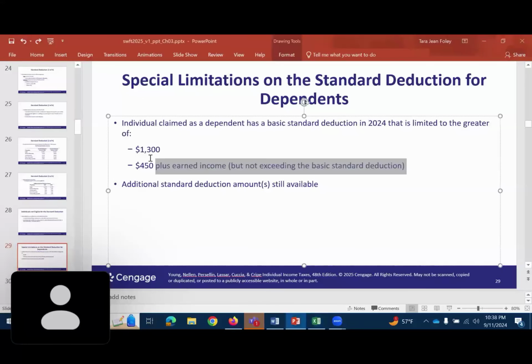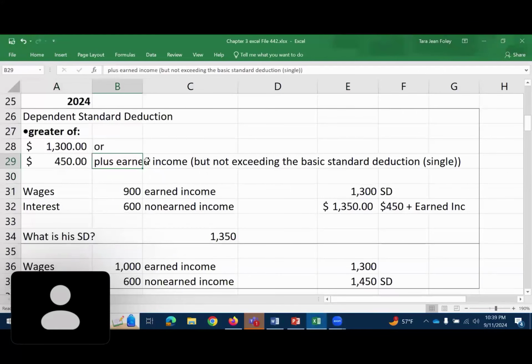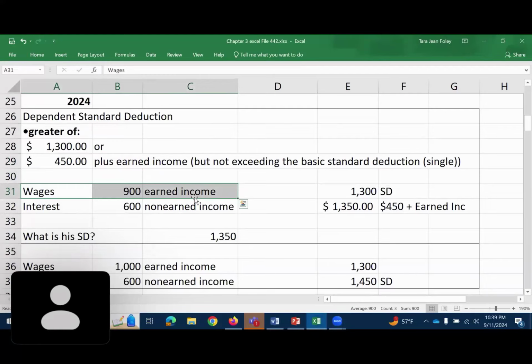The rule here is the greater of $1,300 or $450 plus earned income. So what's earned income? Earned income is your wages, business income, things that you actually have to do something to earn. Interest income, dividends, etc., that's called non-earned income.